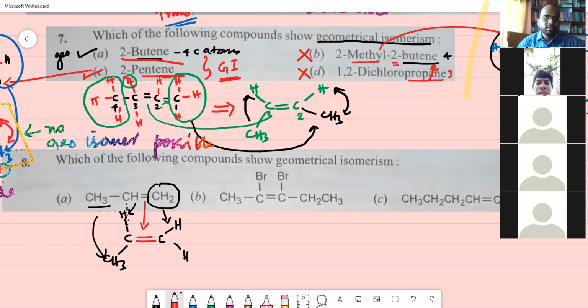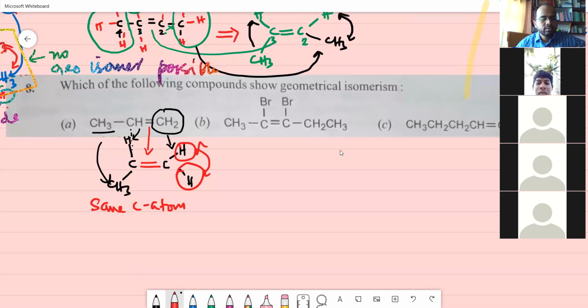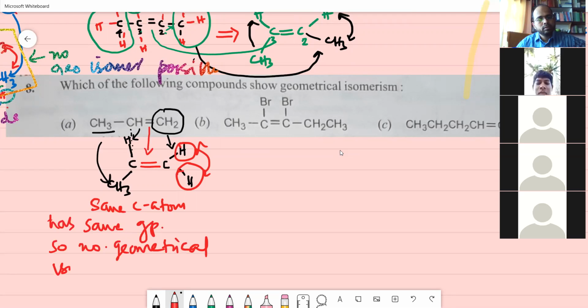Now you can see whatever changes you make here, the same carbon atom has the same group. So no geometrical isomerism is possible for this, which is having the two hydrogen atoms on the same carbon atom.